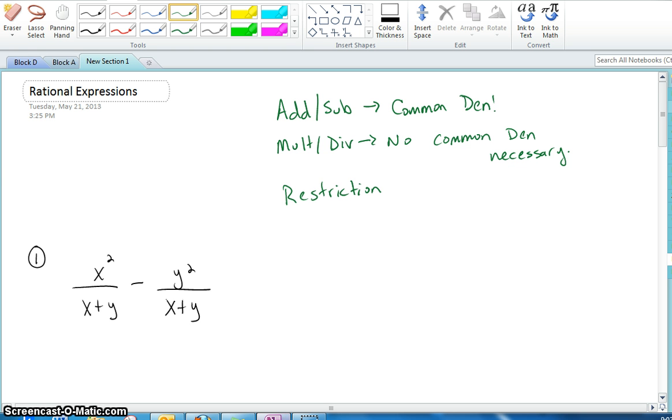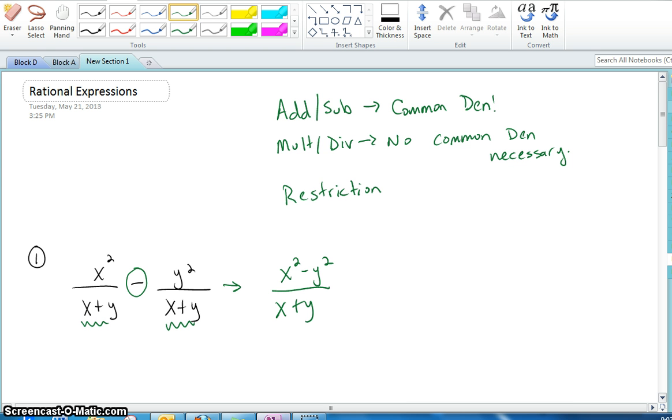I am asking you to subtract. Therefore, to subtract, you must have a common denominator. I do have a common denominator. So I do just like you would do with any other fraction. You just subtract the numerators. So you have x squared minus y squared divided by x plus y.